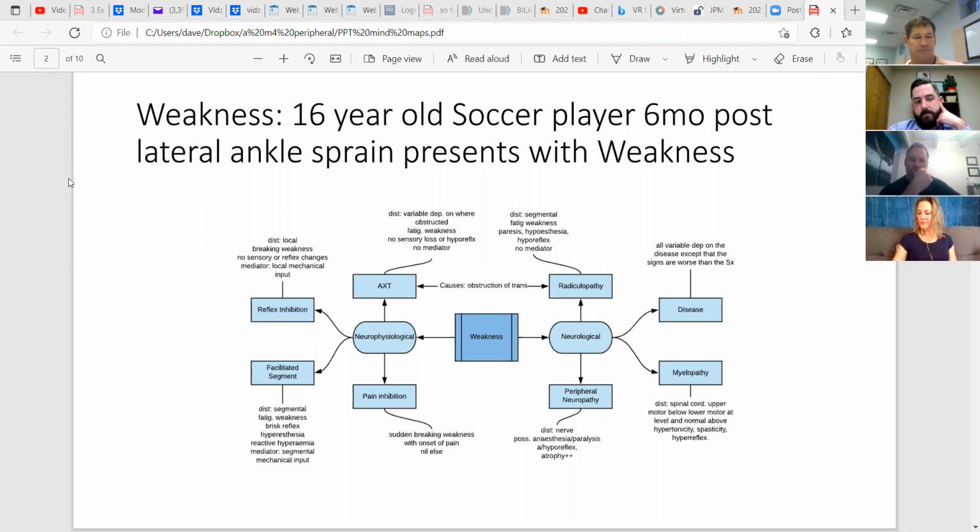Mm-hmm. Describe velocity-dependent weakness. So it'd be when you're testing the muscle with an increased velocity as opposed to a static buildup, which you would test for with a radiculopathy, looking for a fatiguing weakness. Usually when I'm testing for this stuff, I'll look for the fatigable weakness first, and if that's fine, then I would test a velocity-dependent weakness next.